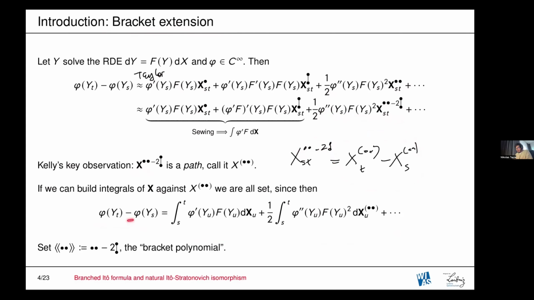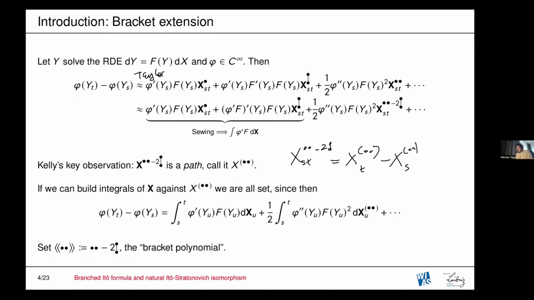So phi of yt minus phi of ys really looks like the integral of some differential operator, namely f applied to phi, plus some second order differential operator applied to phi times the integral of a different path, which for Brownian motion would be just dt. Right? So at least doing this trick allows me to write the value of phi in y as a sum of integrals. Okay, and he called this the bracket polynomial. So now the question is, how do we find these polynomials? How do we characterize them?